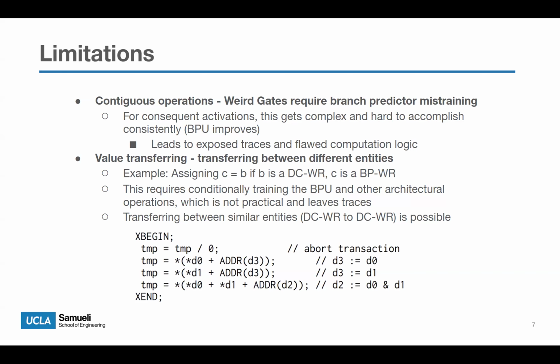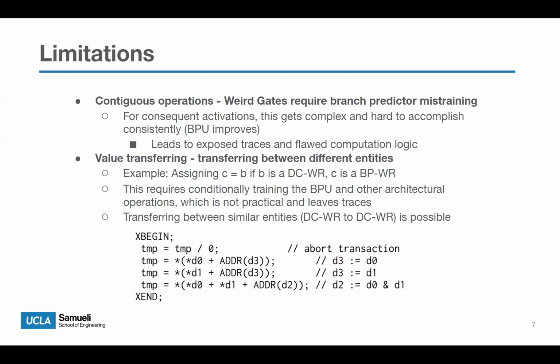The second issue of value transferring is that we want to transfer between different types of entities. So maybe we have a data cache weird register, and we want to transfer that value into a different type of entity, like a branch predictor weird register, which is not the same type of entity. However, that has a large issue, because if we want to transfer across two types of entities, that requires a lot of architectural operations. So for example, if we want to transfer a DC weird register to a BP weird register, that's going to require training this CPU, maybe doing a continuous loop or timing measurements in order to figure out the cache residency.